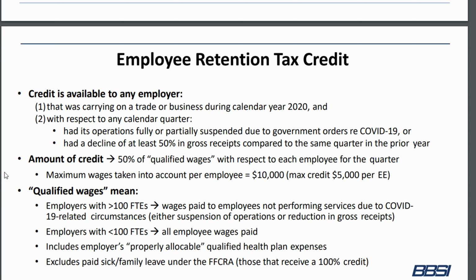The amount of the credit is 50% of the qualified wages with respect to each employee for the quarter. Maximum wages taken into account per employee, $10,000. The max credit, $5,000 per employee.